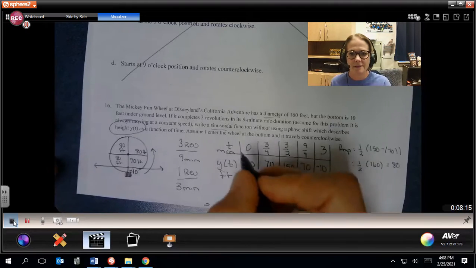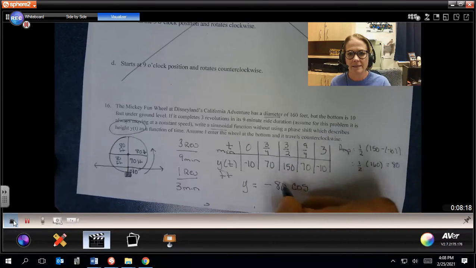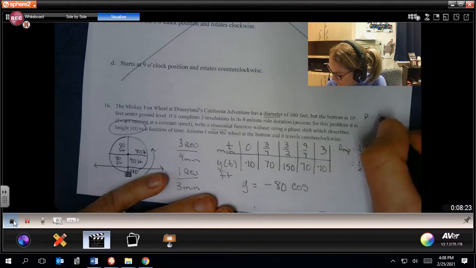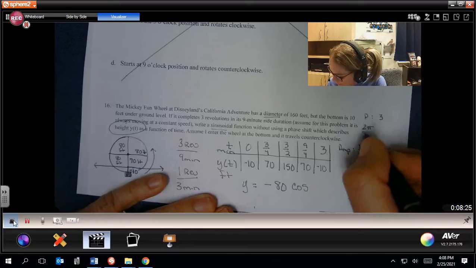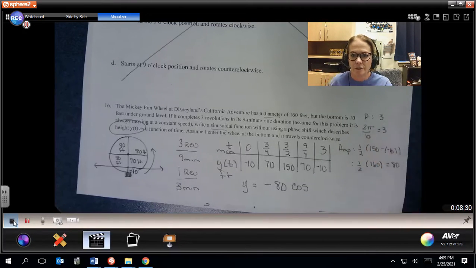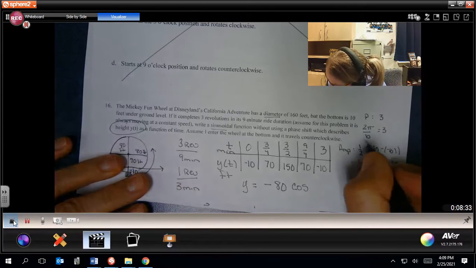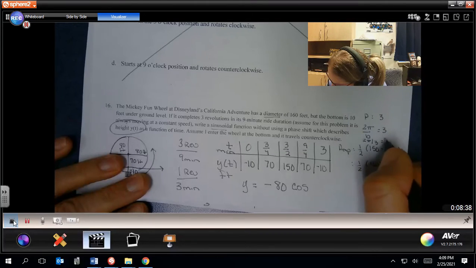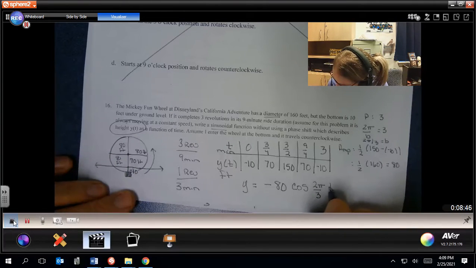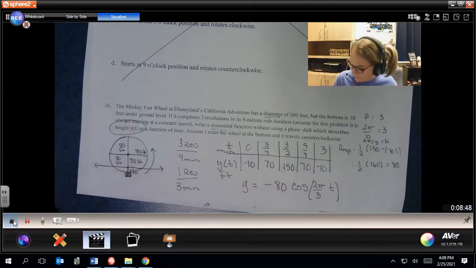All right, and then our period is 3, so we need this b value that comes before t. So I'll just go up here. Period is 3, so 2 pi over b has to equal 3. And what are we going to do here? Switch. And so it is going to be 2 pi over 3. B value is going to be 2 pi over 3 t, for time.